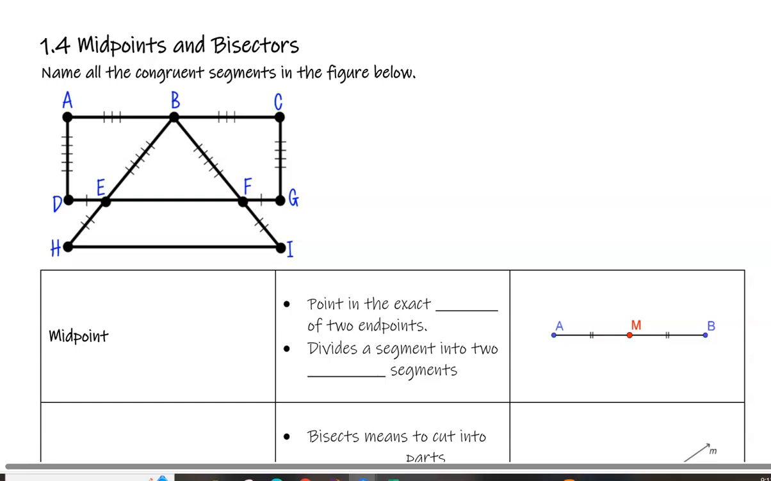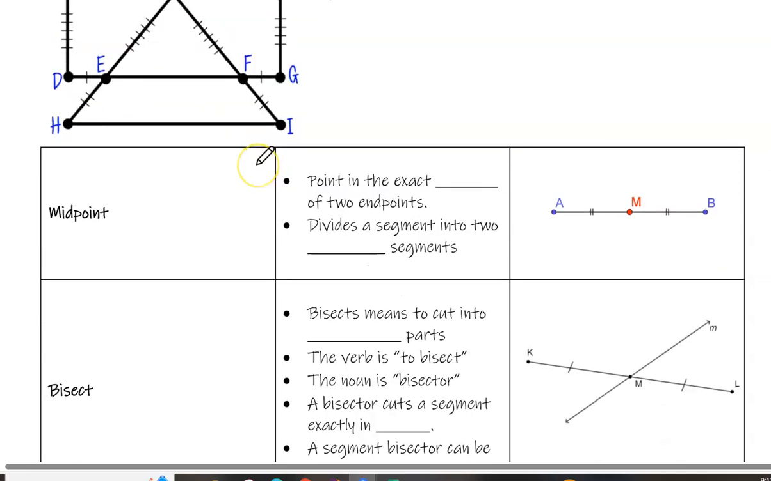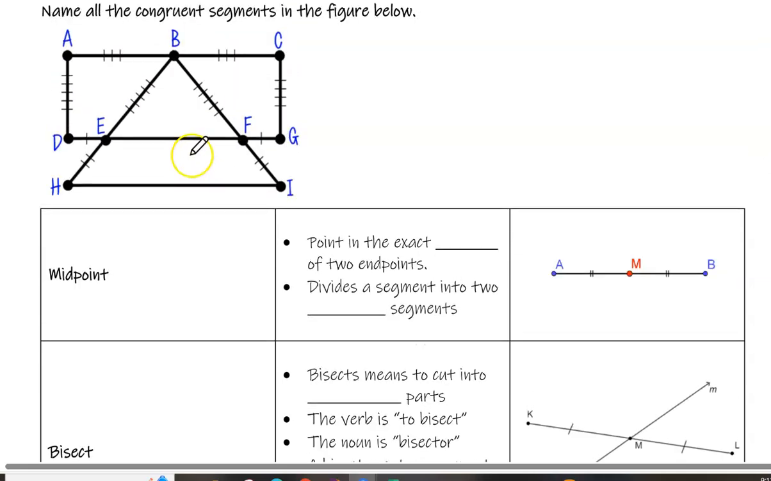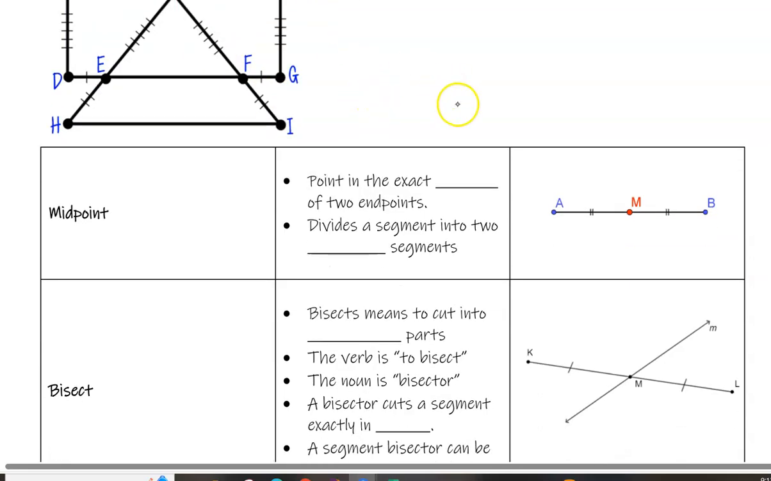In this lesson, 1.4, we're going to talk about midpoints and bisectors. So we have our tick marks telling us what things are going to be congruent to each other. A midpoint is a point that is exactly in the middle of two endpoints. It divides a segment into two equal segments.